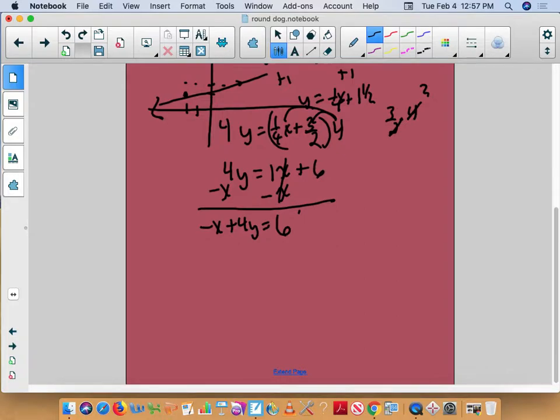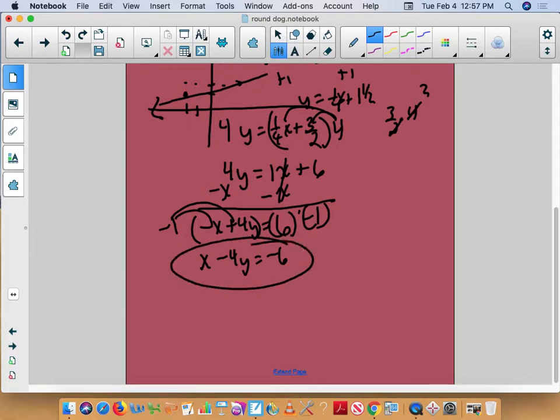But what did I say you have to start with? A positive. So I'm going to seesaw again. I'm going to multiply both sides by negative 1. That gives me x minus 4y equals negative 6. And that's in standard form.